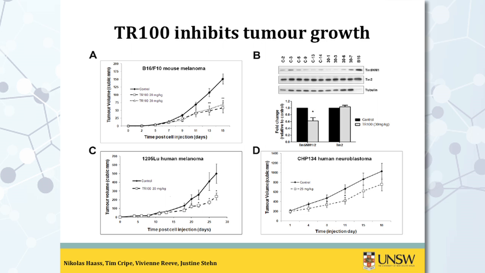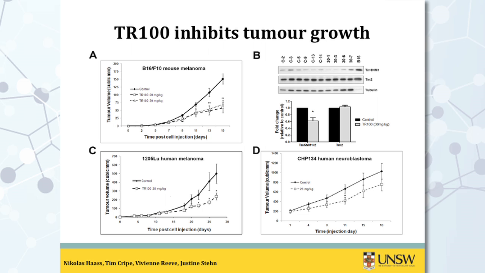If you look in panel A, what you can see is that if we exposed the mouse growing the B16 melanoma to the drug, the drug significantly impacts the rate of growth of the melanoma. In panel C, we did exactly the same experiment using a human melanoma-derived cell line. And then in panel D, we did the same experiment growing neuroblastoma.